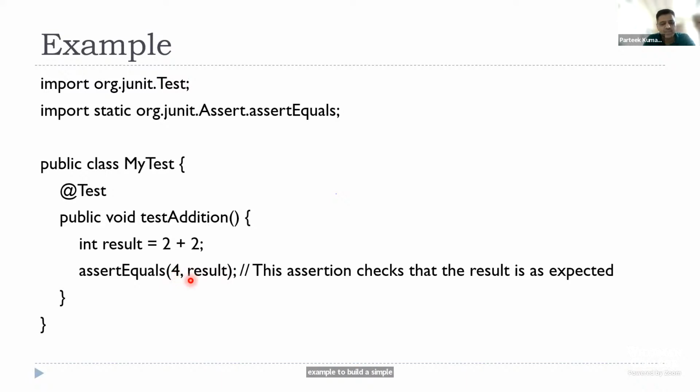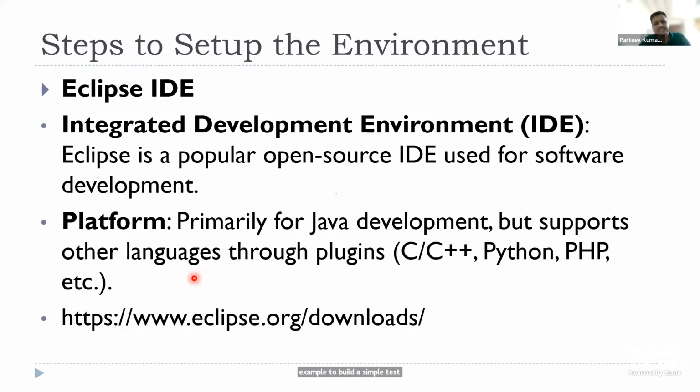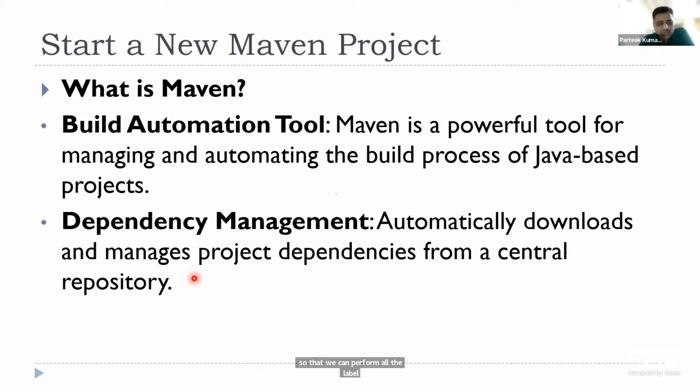In order to build all these kinds of testing environments, I will be using Eclipse. Eclipse is an integrated development environment, which is a popular development environment for Java. I will be using that platform, and it is used for C, C++, Python, and PHP. But in this case, we will be working on Java code. I request everyone to have that software on your laptop so that we can perform all the lab experiments as we will be discussing in this workshop.